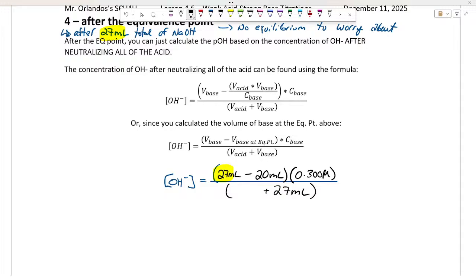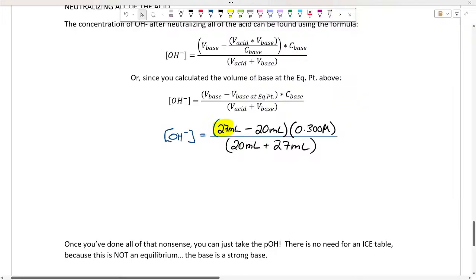Go back to the very first page, beginning of the question. 20 mils of acid. That's important because we have to remember, even though that acid isn't an acid anymore, we've neutralized it, the volume is still there, so it's going to serve as a dilution, right? So we can't ignore it, or we would be ignoring that 20 mils of water from that acid.